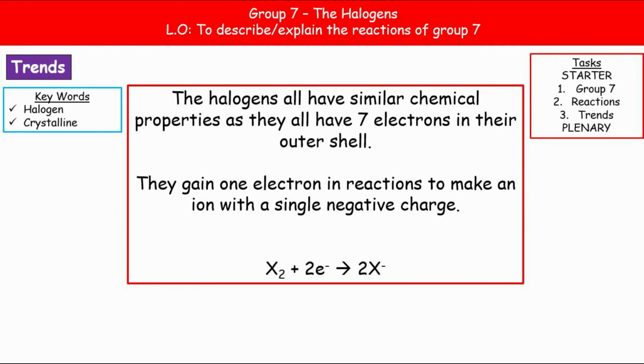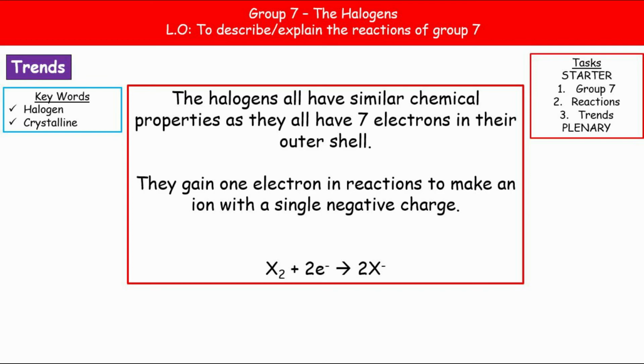Hopefully we managed to remember that anytime we're being asked about why any elements in the same group have similar chemical properties, we go to the number of electrons in their outer shell. So because the halogens are in group 7, they've got 7 electrons in their outer shell, which means they're all going to have similar chemical properties, because they're going to gain 1 electron in reactions to make an ion with a single negative charge. And at the bottom there, I've just given you the general equation there for what's happening.